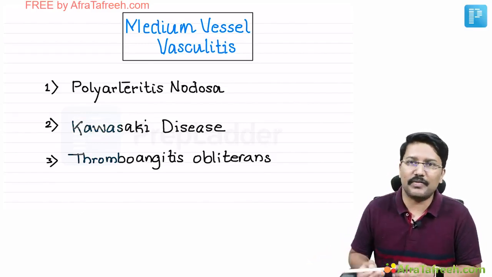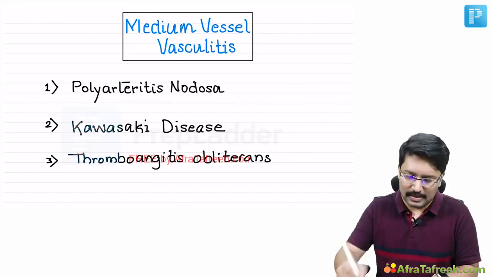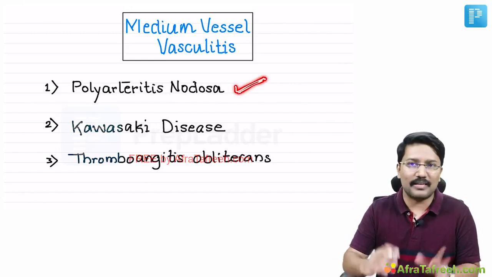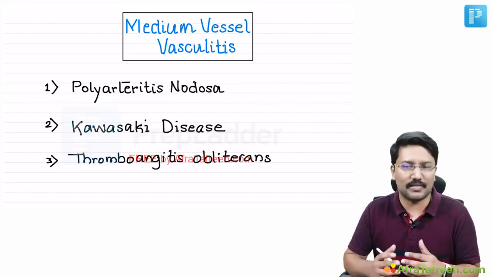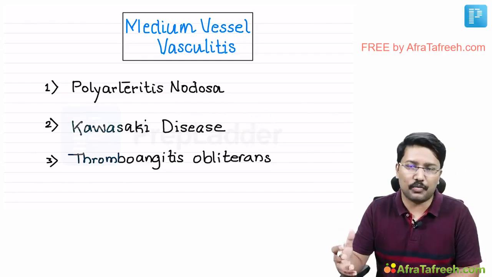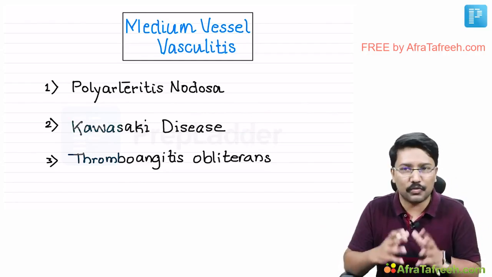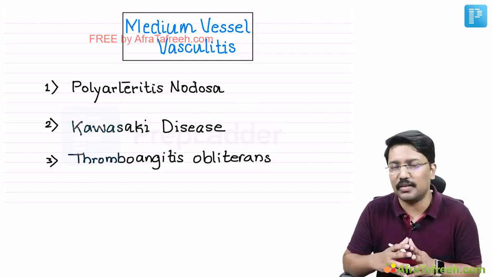Now when I say medium vessel vasculitis, the first thing that strikes your mind is polyarteritis nodosa, right? A disorder of adults. And the second thing that strikes your mind is Kawasaki disease, one more cause for medium vessel vasculitis, which is a disorder of the pediatric age group, right? These two are classically described under the heading of vasculitic syndrome. So we will be learning about these two specifically today, right?